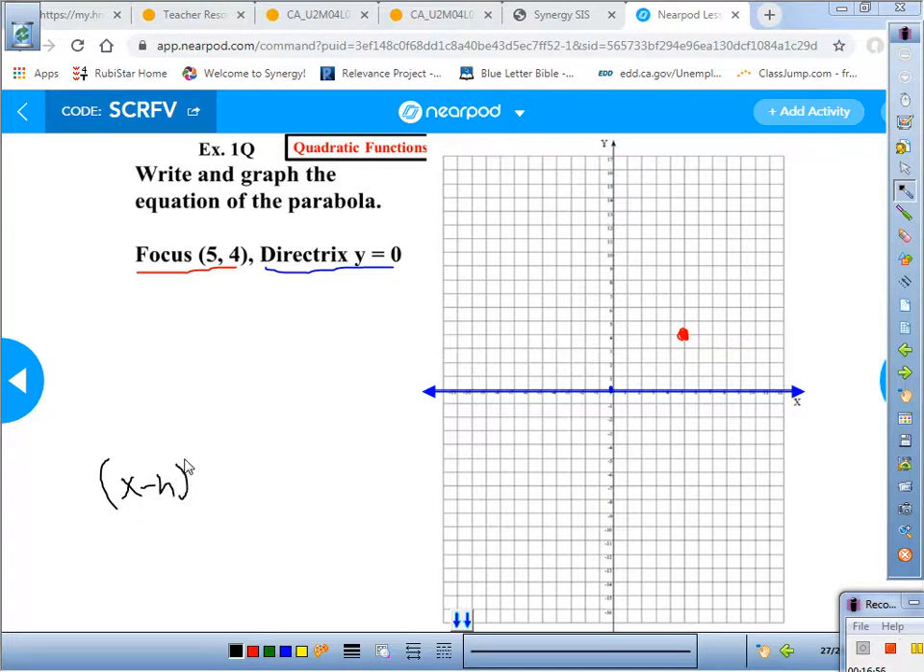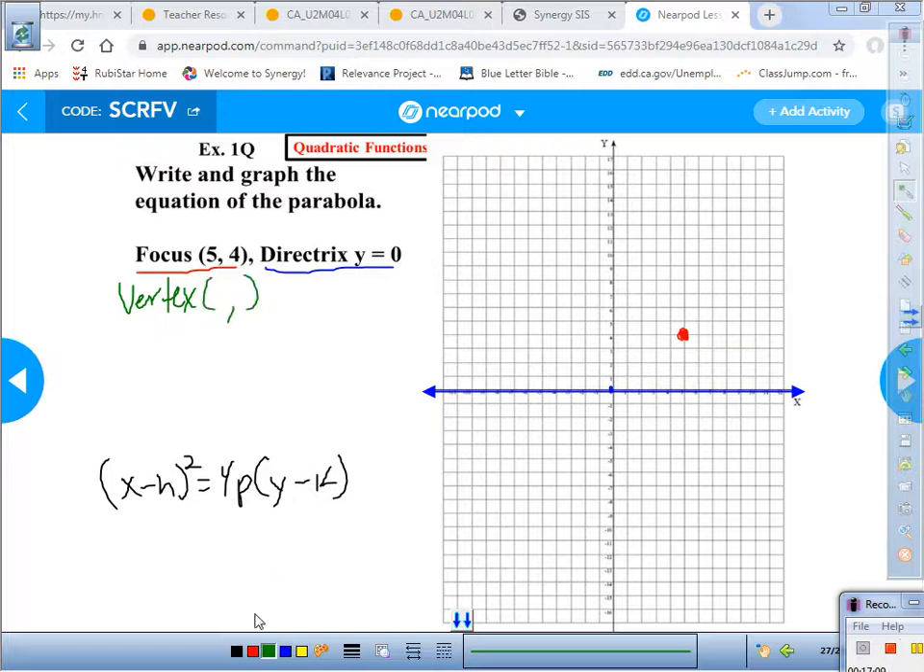So we write our equation: (x minus h) squared equals 4p times (y minus k). So what values do we need? h and k. That means we need a what? A vertex. What else do we need? We need a point on the directrix. So I'm going to write directrix. And what else do we need? We need a value for p.